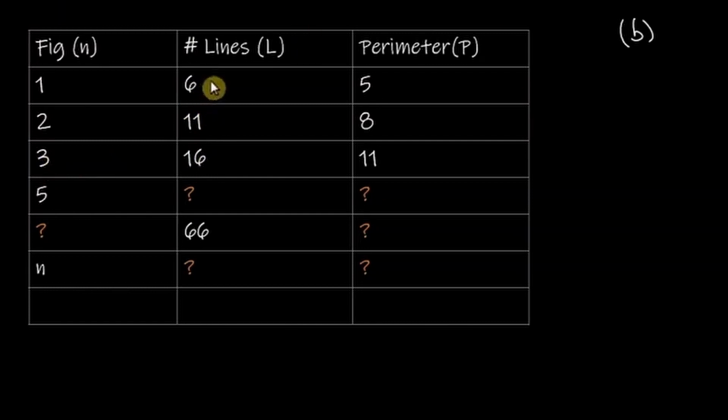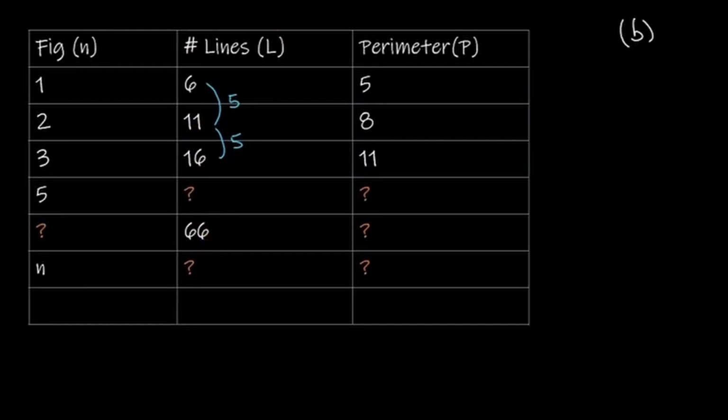Let's see the difference between these two. Difference between 11 and 6 is 5. Difference between 11 and 16 is 5. So clearly we are going up at a rate of 5 for the lines. So if we're going up at a rate of 5 for the lines, then we could form an equation with N and L to find a formula that allows us to predict what the lines will be for any figure N.